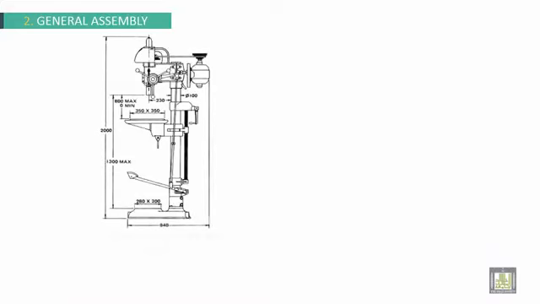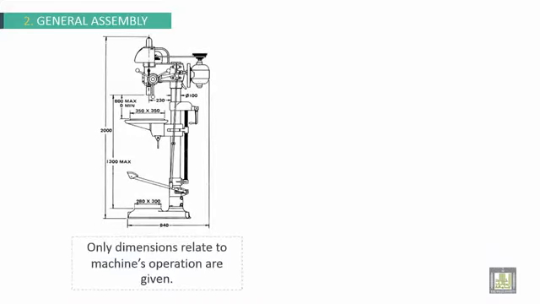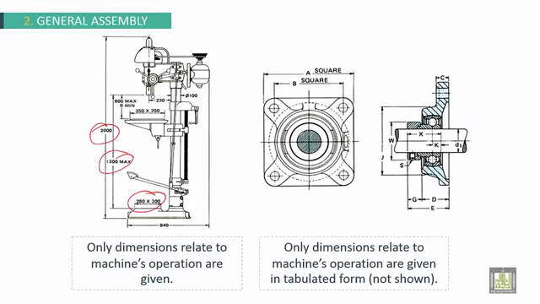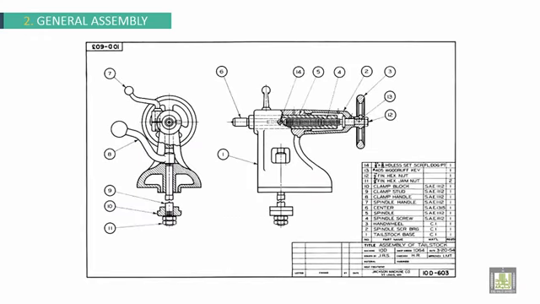Another example for assembly. This machine, for example, only dimensions related to machine's operation are given. Here, different dimensions for the whole machine. Here also, only dimensions related to machine's operation are given in tabulated form, not shown, but it will be given in tabulated form. We have another example here for general assembly.